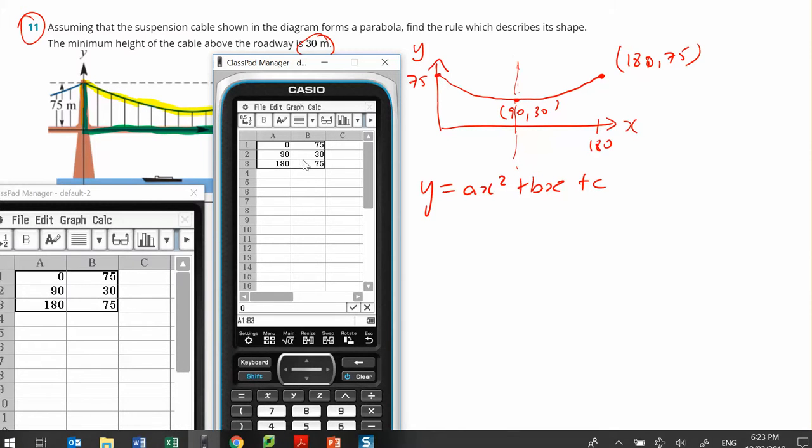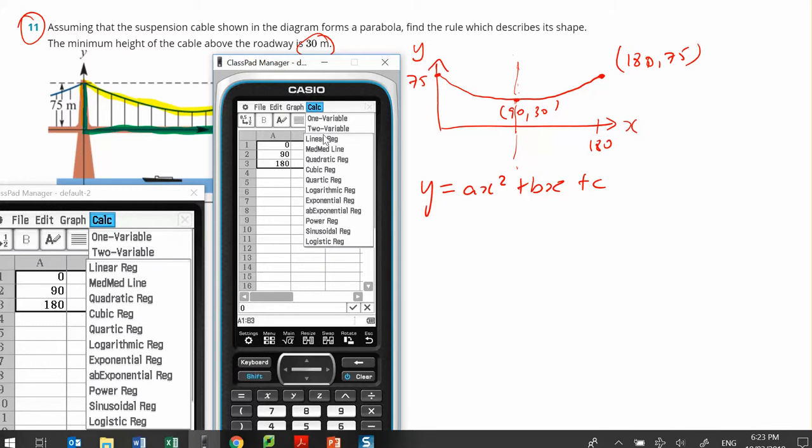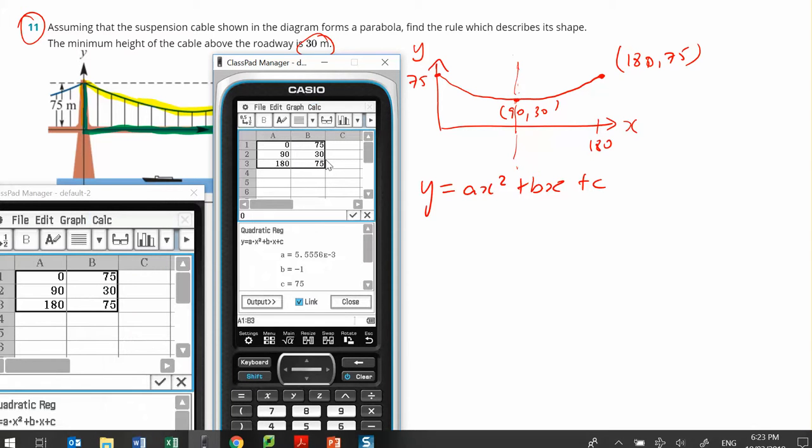Okay, I'm going to do calc, regression, quadratic regression, and we can see that the B value and C value are whole numbers or exact decimals. That's fine. A isn't. A is 5.556 times 10 to the negative 3. That's scientific notation, and that's what that little e means. So that's not exact, so we'll have to bite the bullet and go the long way.